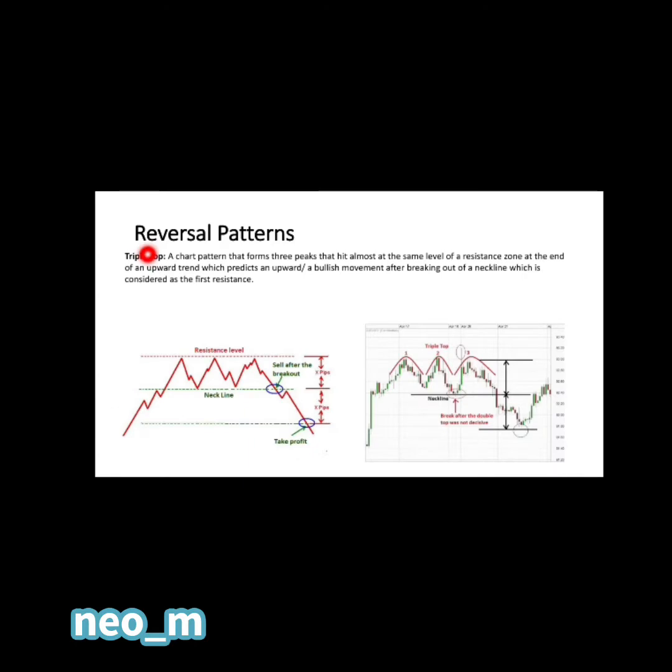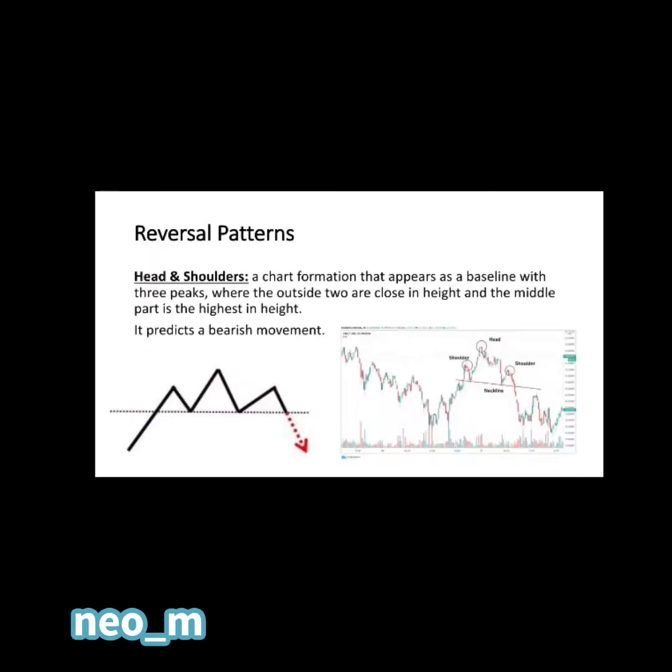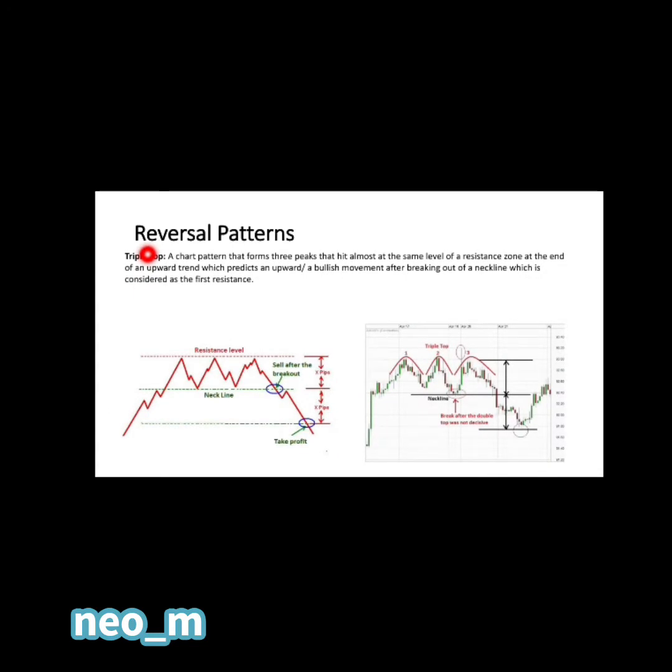Then we have an inverse head and shoulders pattern. An inverse head and shoulders pattern is a chart formation that appears at the support of a trend with three peaks, where the outside two are close in height and the middle part is the lowest in height. Okay, and it predicts a bullish movement. This is the opposite of a head and shoulders pattern. This one is just inverted, it's facing up, and the head and shoulders pattern is facing down. So the head and shoulders pattern predicts a sell, which is a bearish movement. Then the inverse head and shoulders pattern predicts a buy, which is a bullish movement.